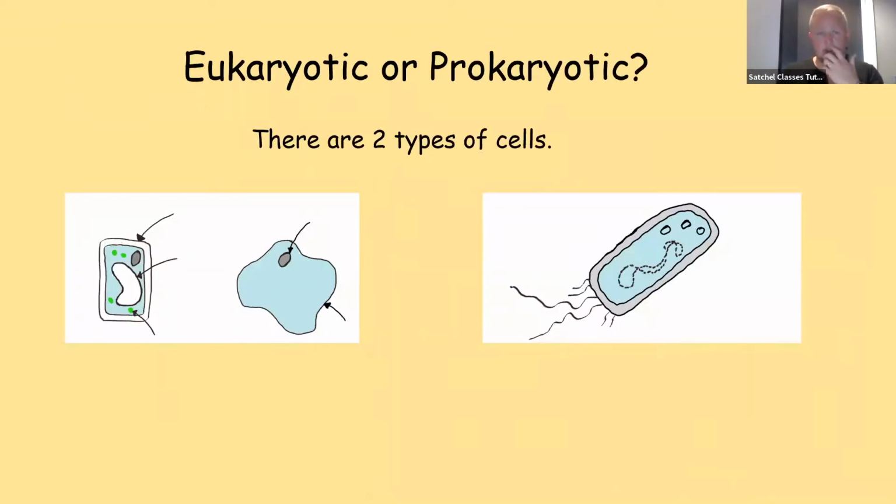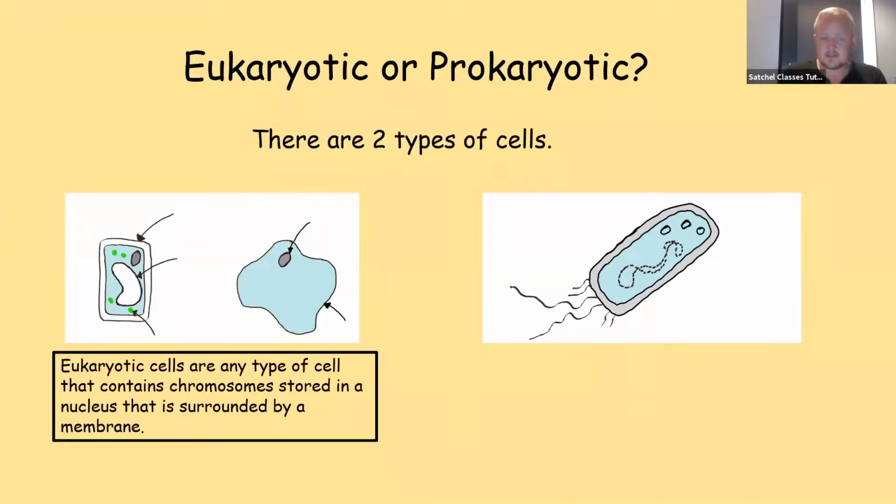Okay, two types of cells. There are eukaryotic cells and there are prokaryotic cells. On the left, there are diagrams of eukaryotic cells, and on the right of the screen, there are prokaryotic cells. Eukaryotic cells are any type of cell that contains chromosomes stored in a nucleus that's surrounded by a membrane. The key idea at GCSE here is a eukaryotic cell has a nucleus.